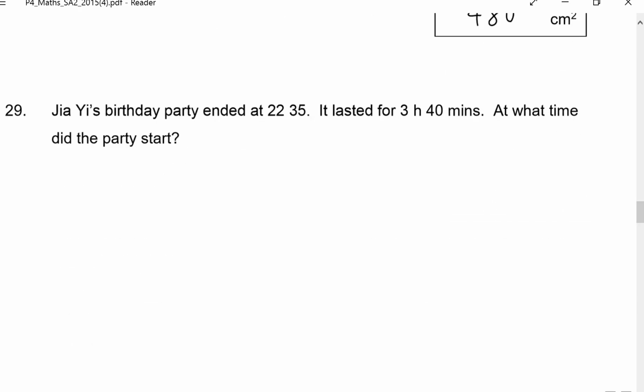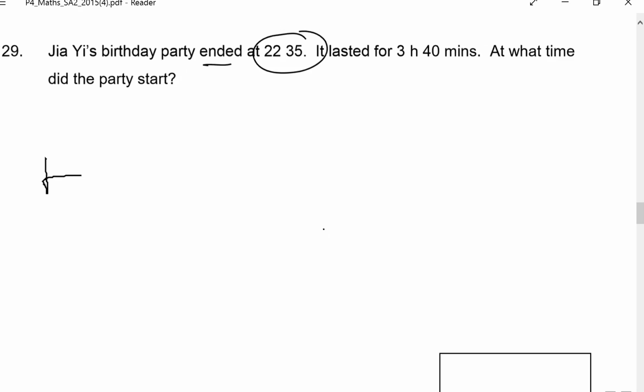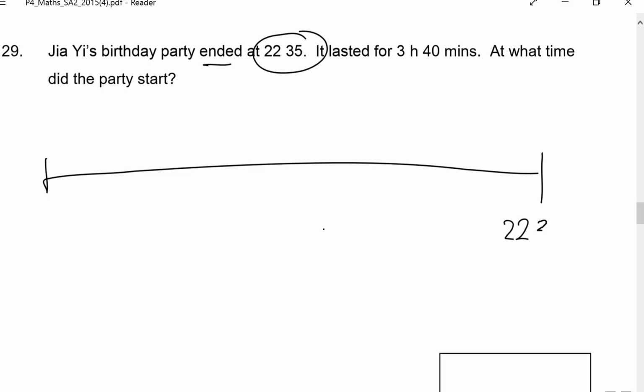We will have question 29. Jia has a birthday party that ended at 2235. So again, when I see a time, straight away timeline is out. If it ended, so meaning I will want to put the timing here. What time did the party start? This is what we don't know, right? So it's going to last for 3 hours 40. We're going to reverse time back.